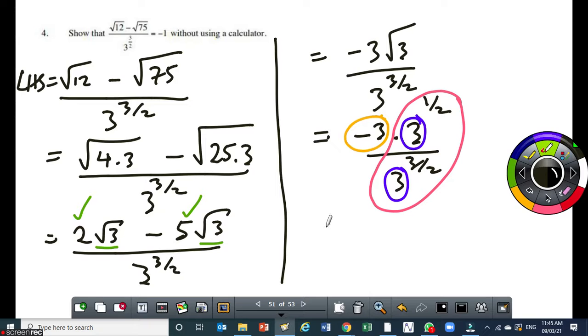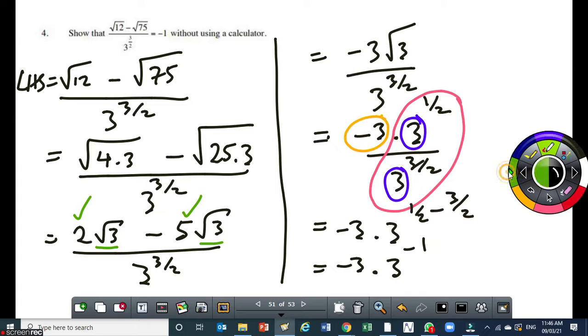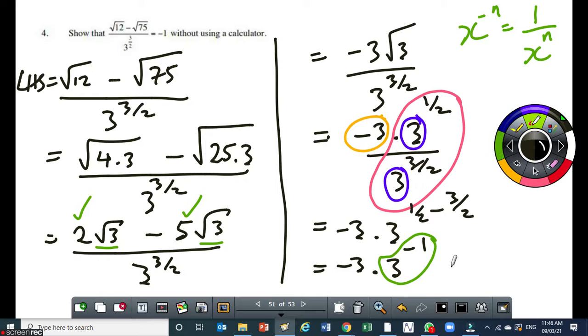So my next step would be to write negative 3 times 3 to the power of a half minus 3 over 2. If I do that, I'll end up getting minus 3 times 3 to the power of minus 1. Because a half minus 3 over 2 will give you negative 1. Then you use definition number 3, which is x to the power of minus n is equal to 1 over x to the power of n. Use that definition. So if I use that definition, I will end up having equal to minus 3 over 3, which gives me negative 1. And that's equal to the right answer.